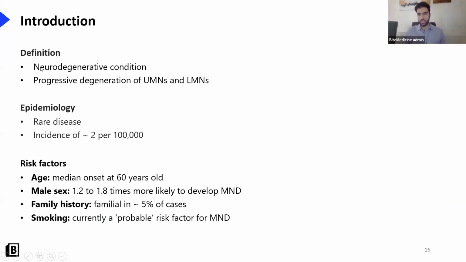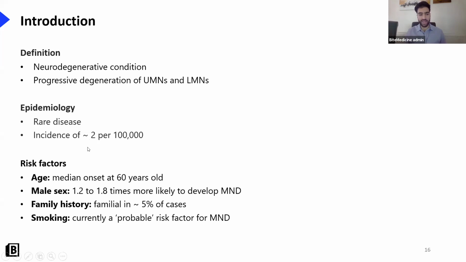So what is motor neuron disease? We now, in our mind, know the difference between a lower motor neuron and an upper motor neuron lesion. So that's really important. Now let's think about what motor neuron disease is. It's a neurodegenerative condition, and you have degeneration of upper motor neurons and lower motor neurons. It's rare, and the incidence is roughly 2 per 100,000. So that means every year, for 100,000 people, 2 people will develop motor neuron disease. So it's a very rare disease, as you can see.